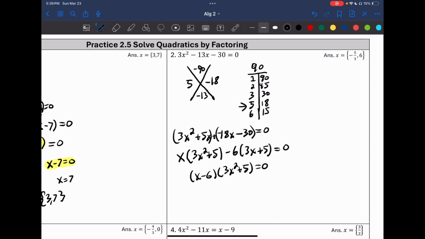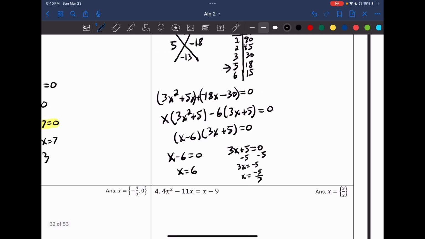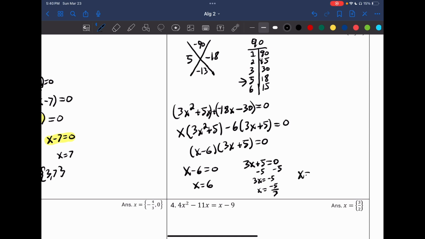This means that for our final step, we can do x minus 6 times 3x plus 5 is equal to 0, and there should not be a squared there. And just as before, we want to set each of these equal to 0. So x minus 6 is equal to 0, and 3x plus 5 is equal to 0. The first one will be equal to 0 and x is equal to 6. And for this one, we need to solve it out. We can do minus 5 minus 5. 3x is equal to negative 5. X is equal to negative 5 over 3. And so your final answer is the set that contains negative 5 over 3 and 6.